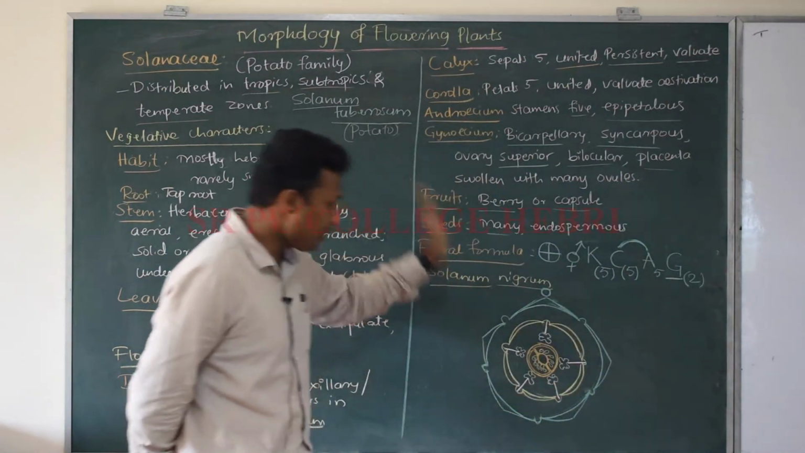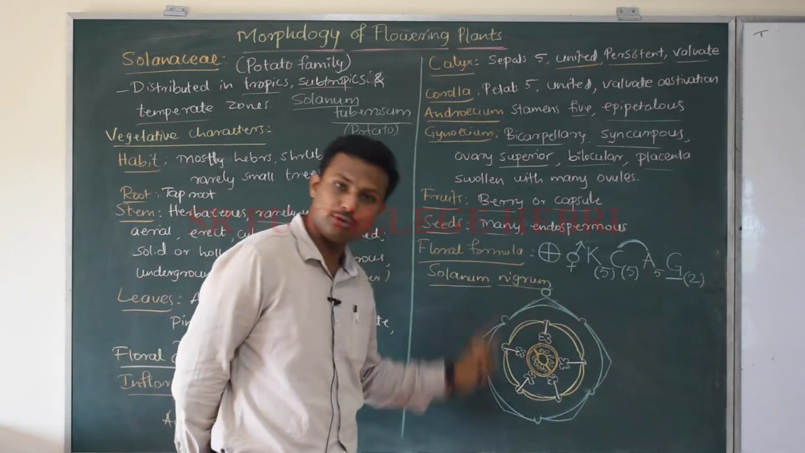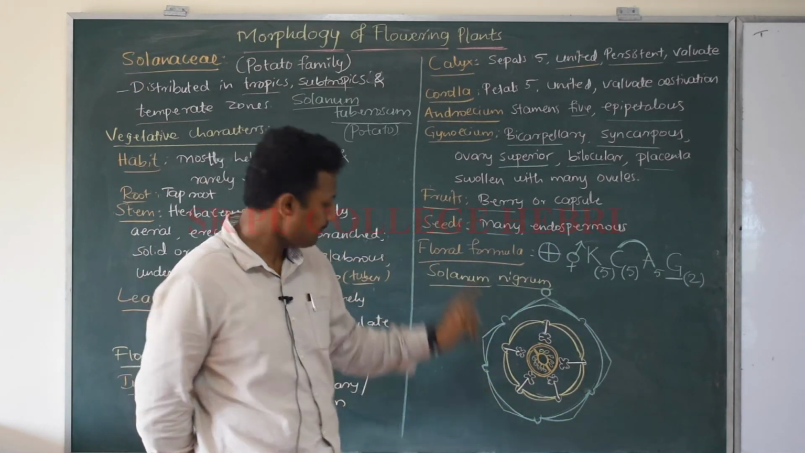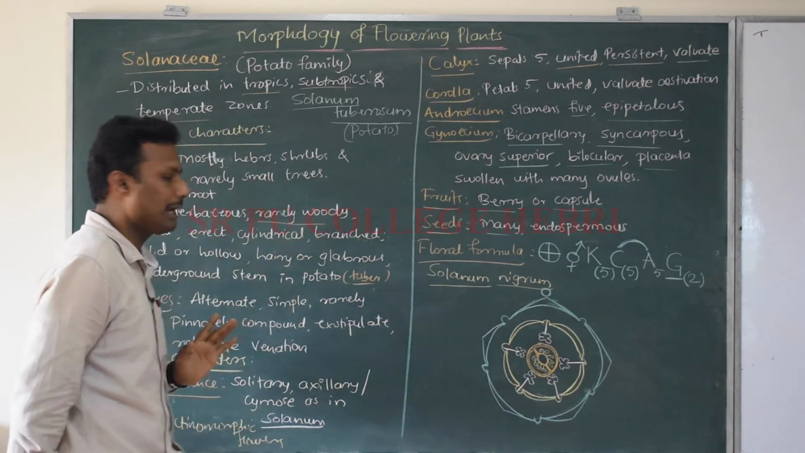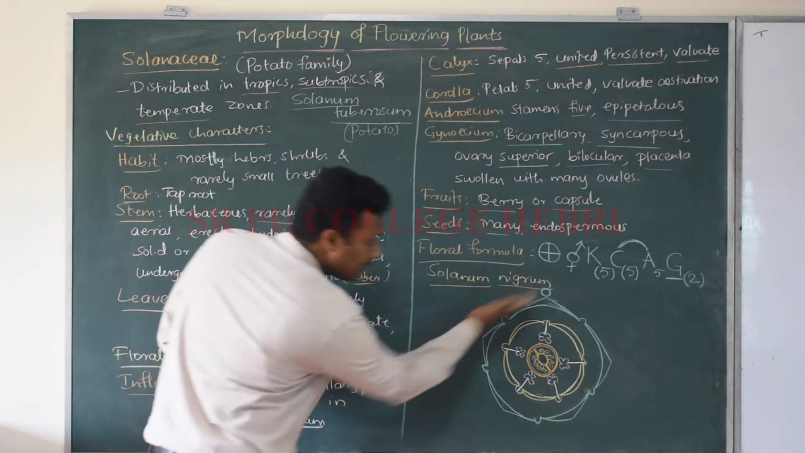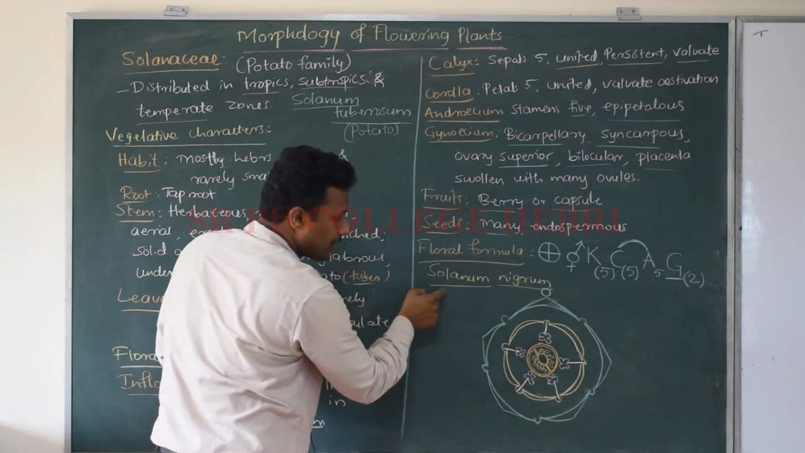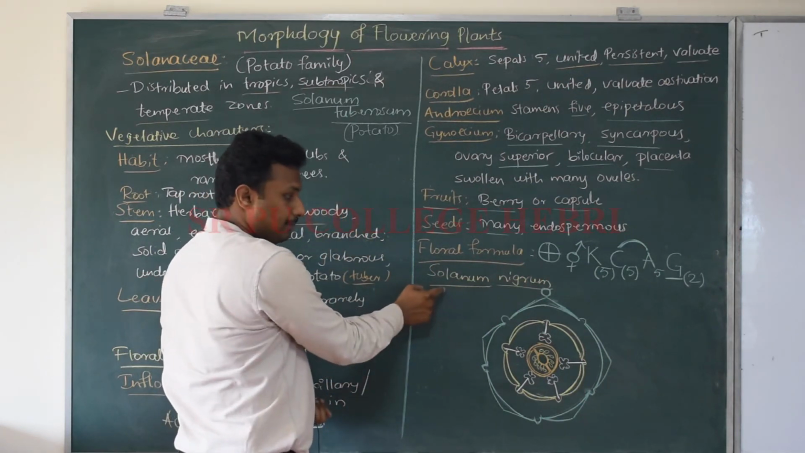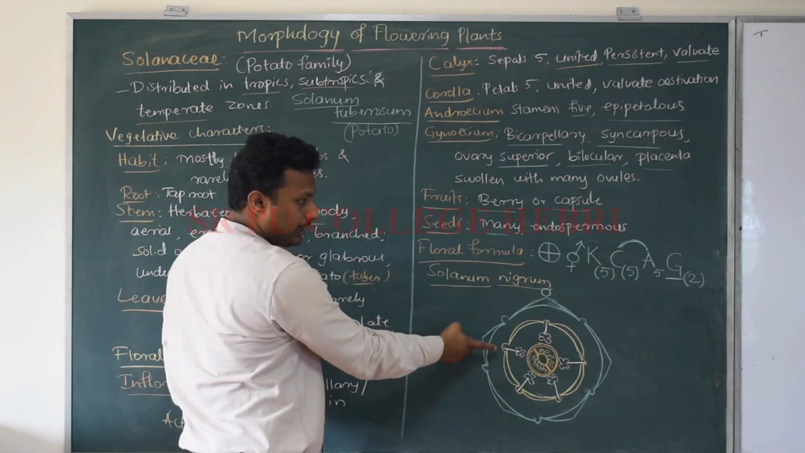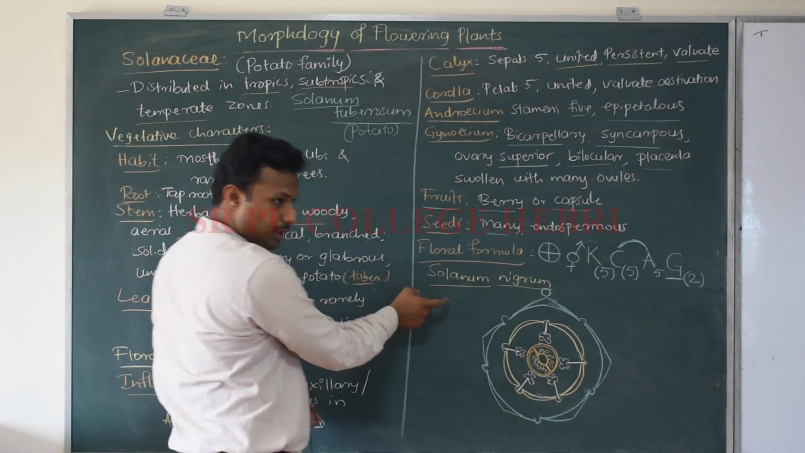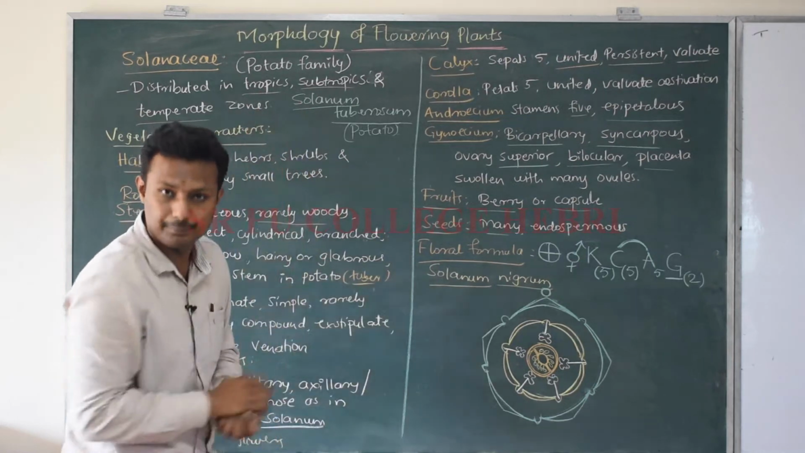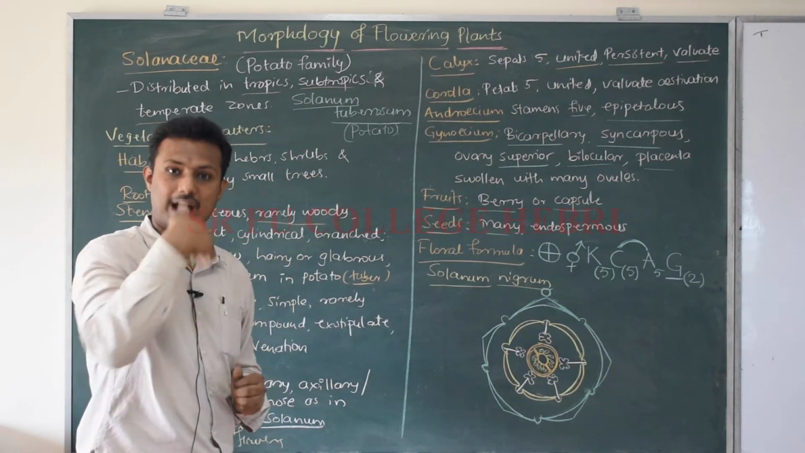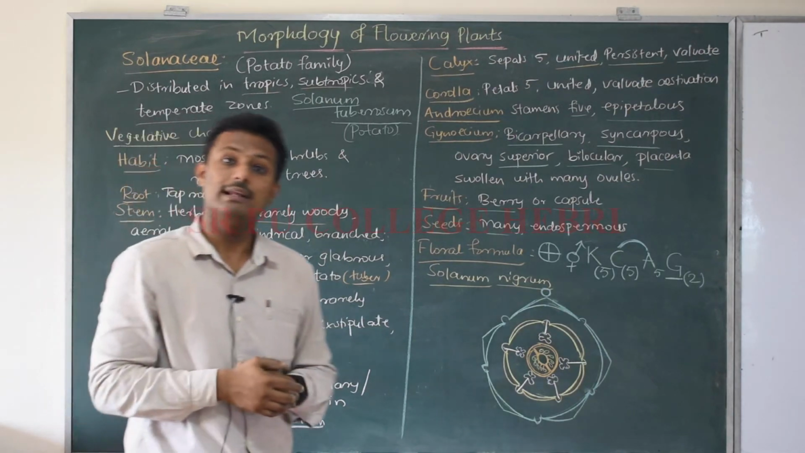Okay, so with respect to the floral formula and floral diagram, if you understand this, then it becomes very easy for you, right? So this is how you need to write the floral formula and floral diagram, and this diagram and formula are corresponding to the example Solanum nigrum. This floral formula and floral diagram correspond to the species of the Solanaceae that is called Solanum nigrum. Okay, yes. So in the next session we are going to consider another family that is called Liliaceae.